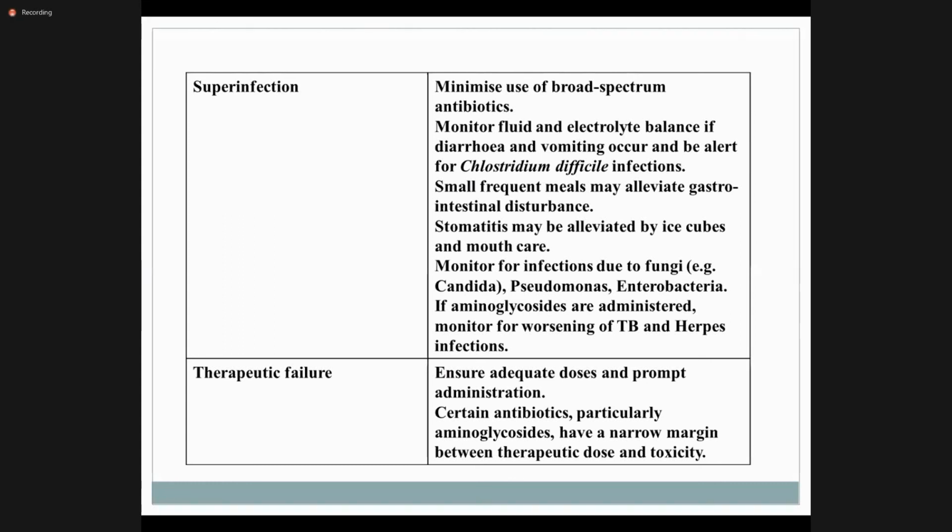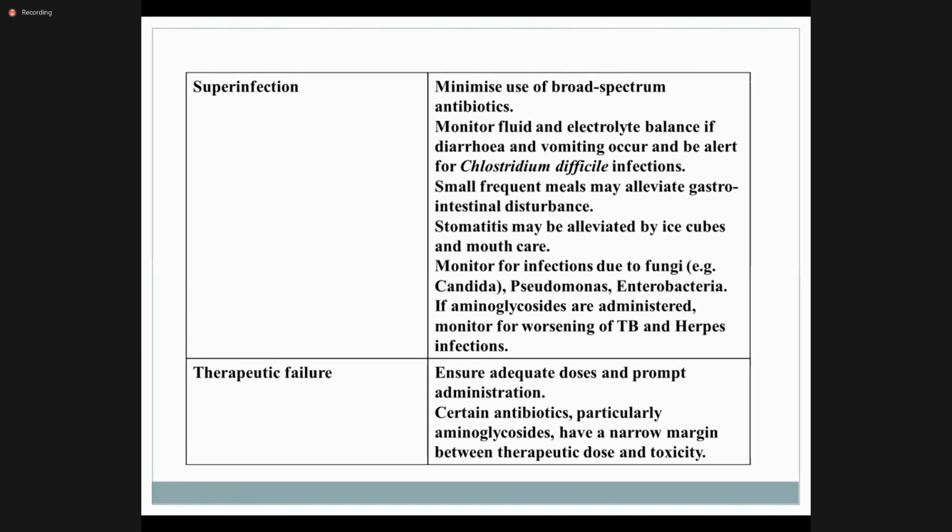Sometimes if a patient is taking antibiotics for a prolonged period of time, there are increased chances for the development of fungal infection. Pseudomonas aeruginosa and enterobacteria are other examples that normally do not produce infection, but if they have the chance, due to the suppression of the normal flora activity, they can produce infection. If aminoglycosides are administered, monitor for worsening of TB and herpes infection.